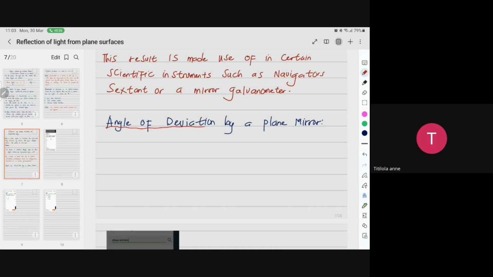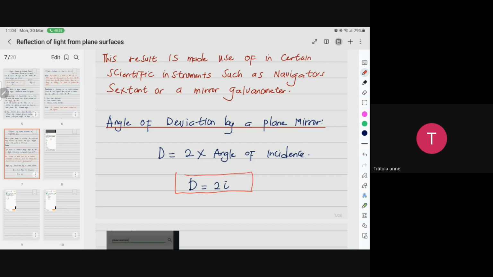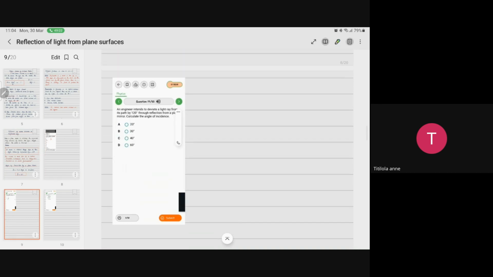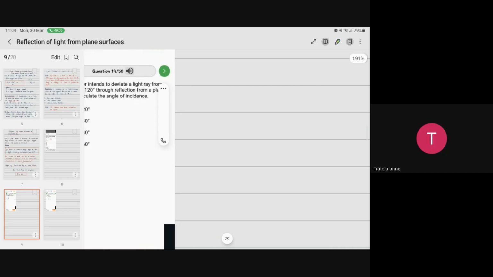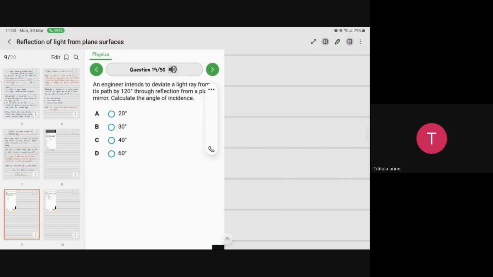All right, I hope we are following. So that formula for the angle of deviation for a plane mirror simply says that your angle of deviation D is 2 times the angle of incidence. Which means that D is equal to your 2i. So now somebody can go ahead and tell us the answer to that question, please. What's the answer? They said an engineer tries to deviate the light by 120, which means 60 degrees. So just apply that formula and get your answer, 60 degrees.